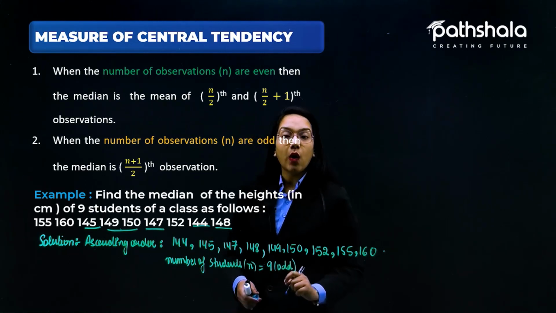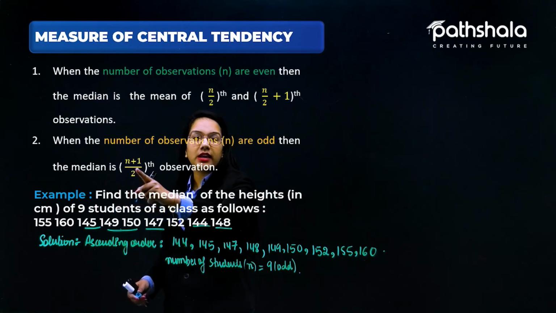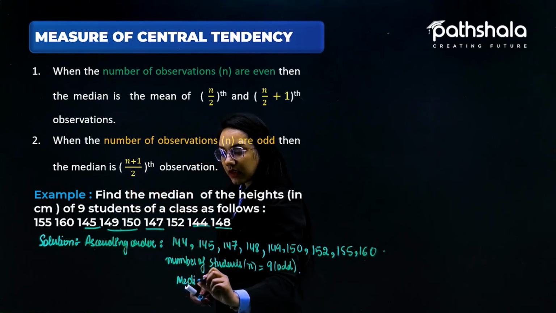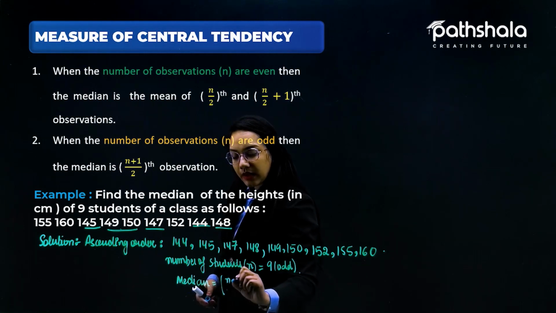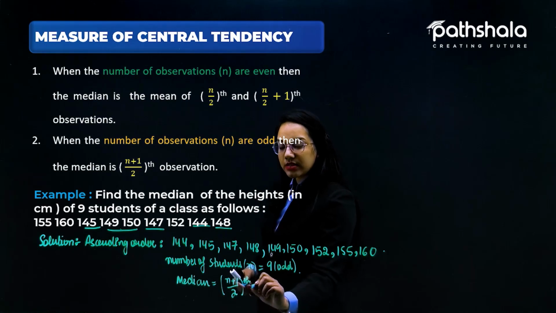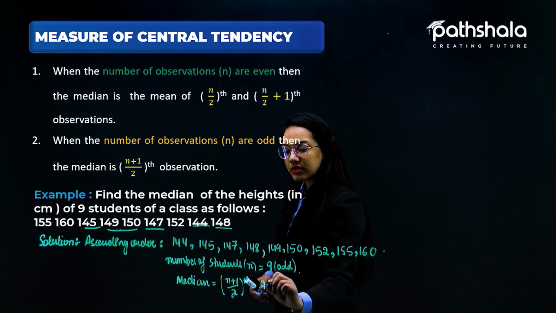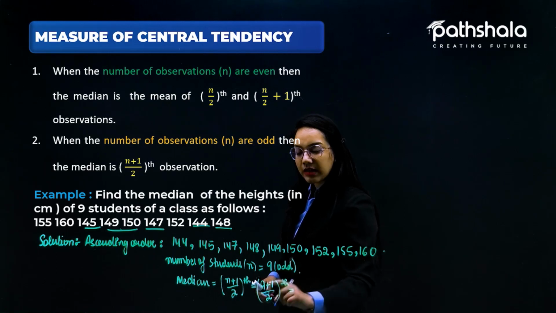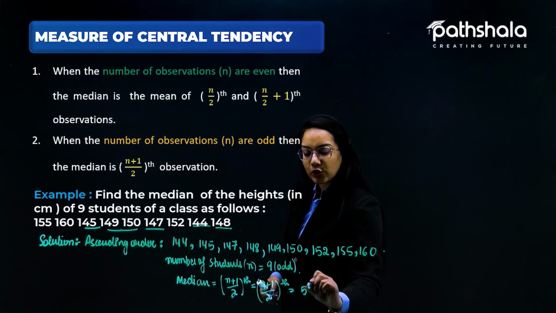So in case of odd, what is the median? Median is the (n plus 1) by 2th observation. Let's plug in the value. This is (9 plus 1) by 2th observation, which is 10 by 2. 10 by 2 means the 5th observation.